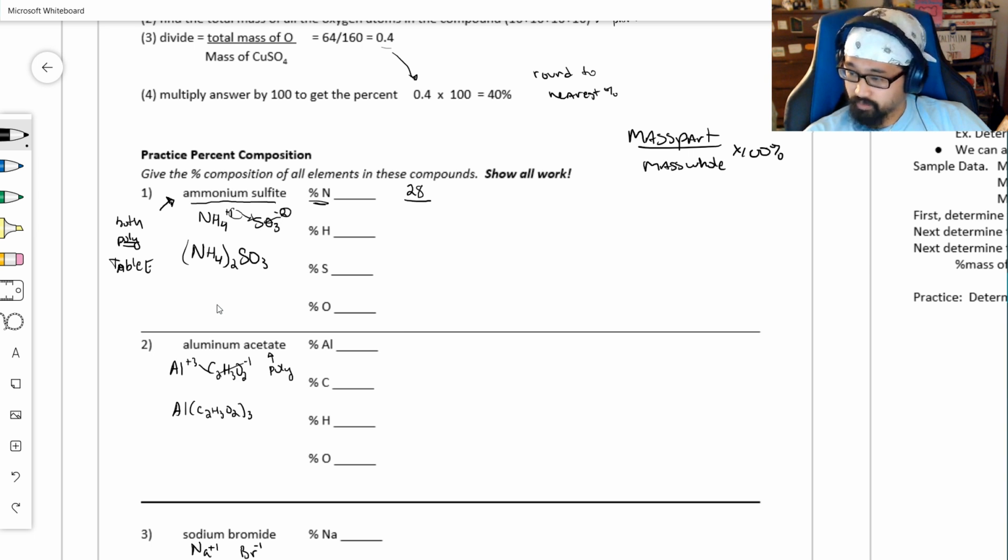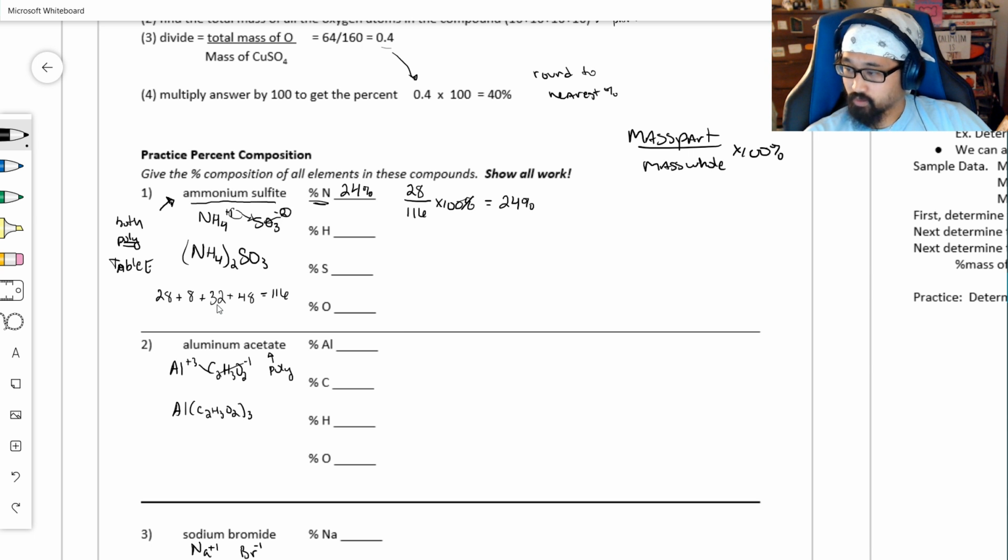Well, the mass of the whole thing is going to be 2 N's, that's 28, plus 8 H's, that's plus 8. 1 S has a mass of 32. And 3 O's has a mass of 48. And you'll see why I did that breakdown in a moment. All of that added together equals 116. So I have to do 28 divided by 116 times 100%. And if I do that, I get 24%. So the percentage for N is 24%.